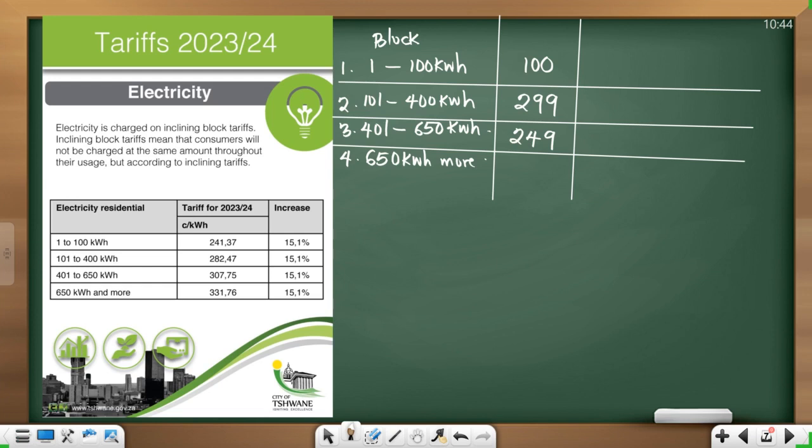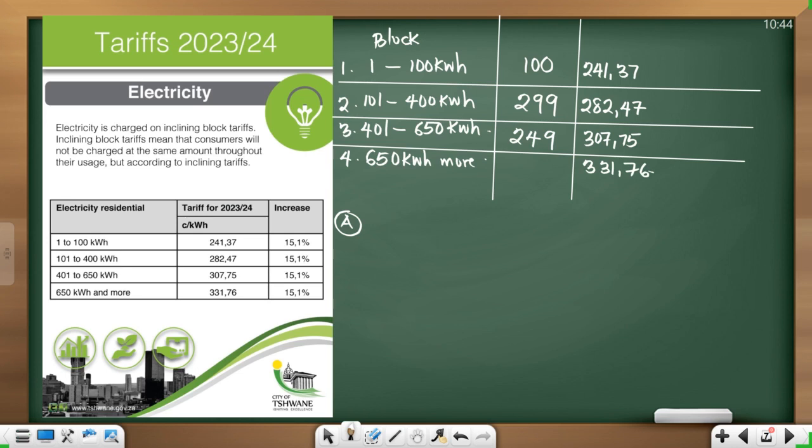All right. Now, let's say family A. We know the prices, right? It's 241,37, then 282,47, and then 307. I'm just rewriting what's there for clarity, because some of you might not be able to see. And then you have 331,76.